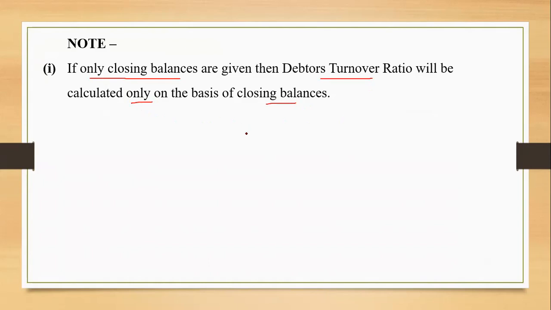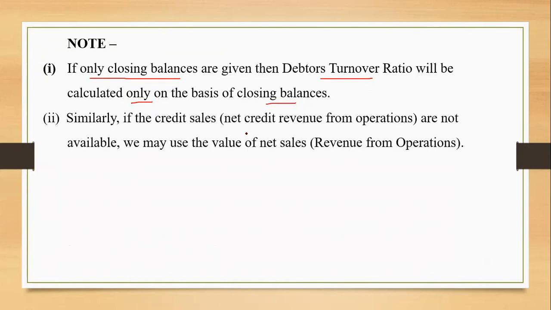Second, if credit sales, that is net credit revenue from operations, is not available, please take care of this. If it is not available and we are just given the revenue from operations, that's all, with nothing about how much is cash and how much is credit, then in that case whatever the revenue from operations is given to us, that net revenue from operations will be taken as net credit sales.